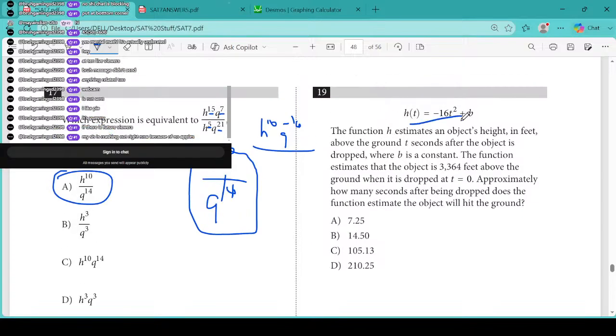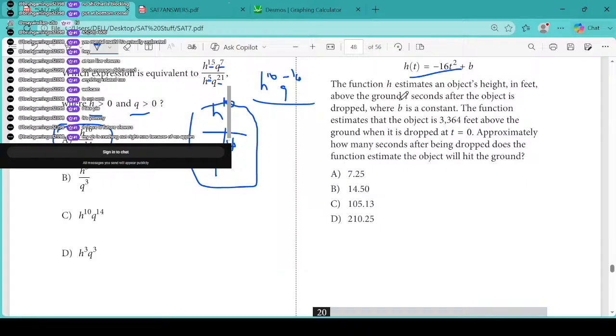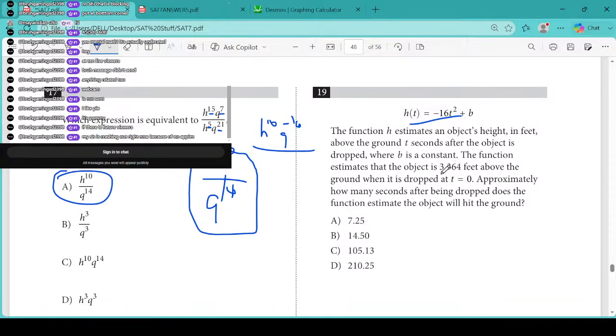This is a function, testing us on functions again. Okay. So the object is this many feet. I don't know.